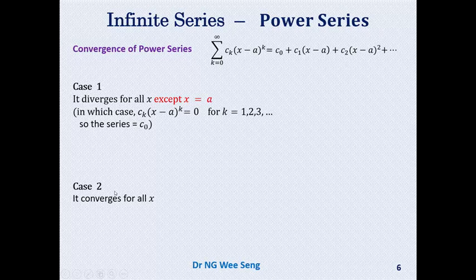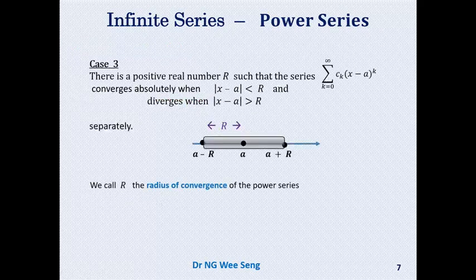The second extreme case occurs when the power series converges for all x, which means whatever x you substitute into the power series, the resulting series will always converge. So this is the second extreme case, and this is the best scenario. Obviously, there should be a third case, which is something between case 1 and case 2. And it turns out that in this case, the power series will converge provided x lies in some interval.